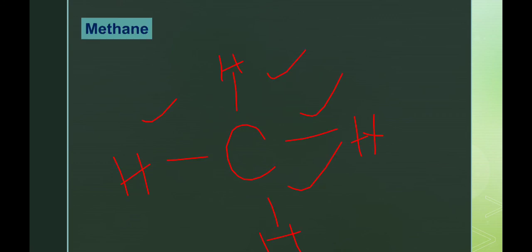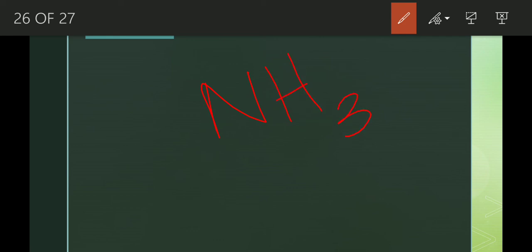Next, I will give an example of polar covalent compound where there is charge separation. That means here the shared pair of electron is unequally distributed. It is not equally distributed. Here slightly charge separation occurs. Okay, and the example is ammonia. Example is ammonia. Okay, see, formula is NH3. Ammonia, the formula of ammonia is NH3.